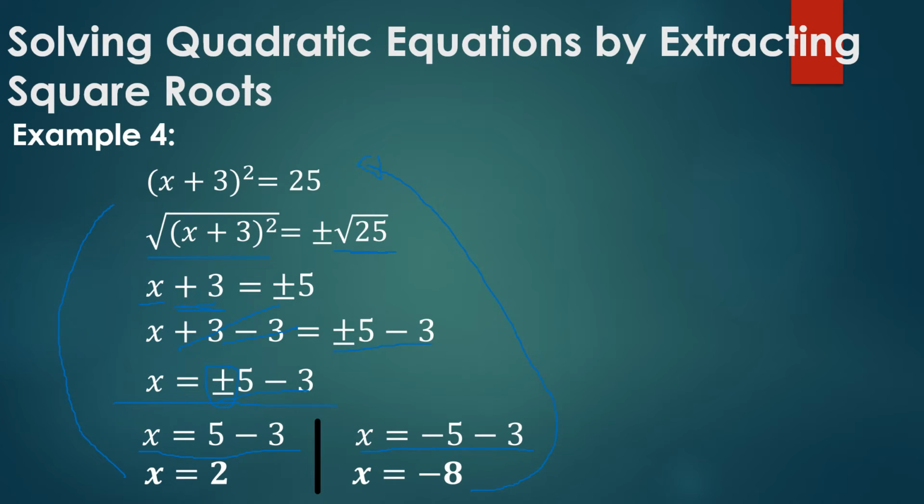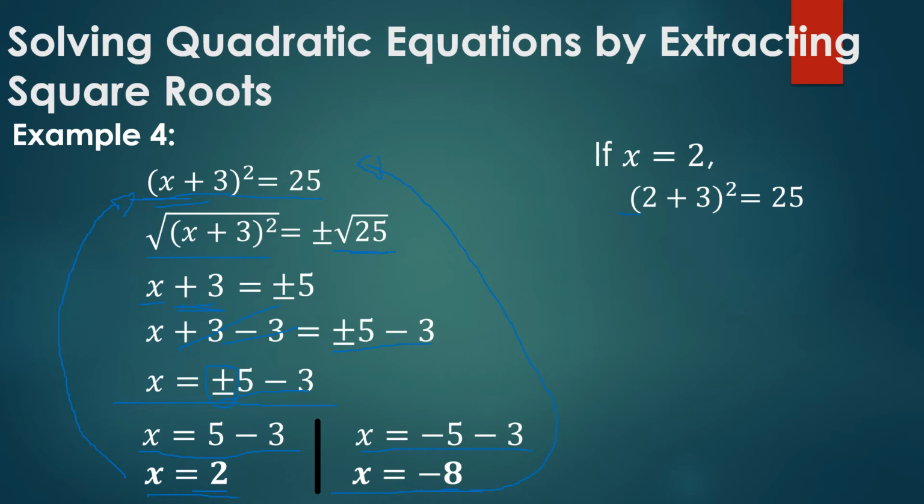Therefore, there are two possible values of x of the equation (x plus 3) quantity squared is equal to 25. How are we going to know if these answers, x is equal to 2 and x is equal to negative 8, are correct? Again, by checking, we are going to substitute 2 to the x and then negative 8 to the x of our equation. So if x is equal to 2, then let us replace x in the equation by 2. So (2 plus 3) quantity squared is equal to 25.